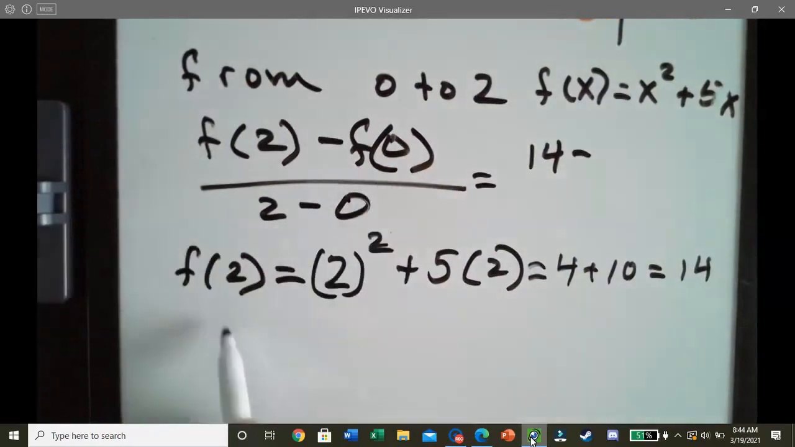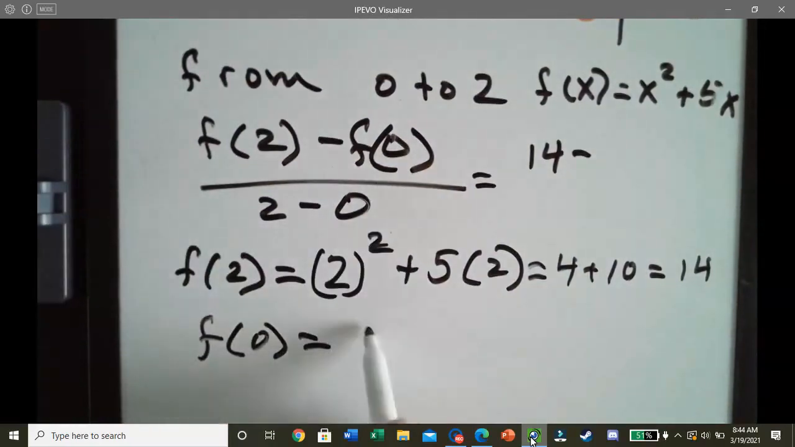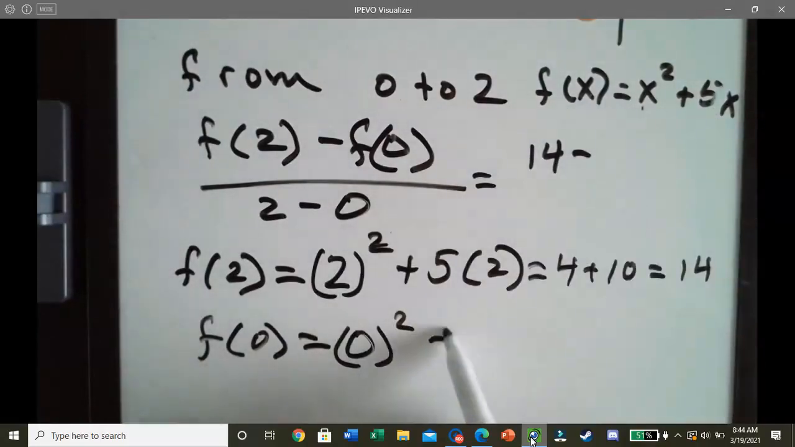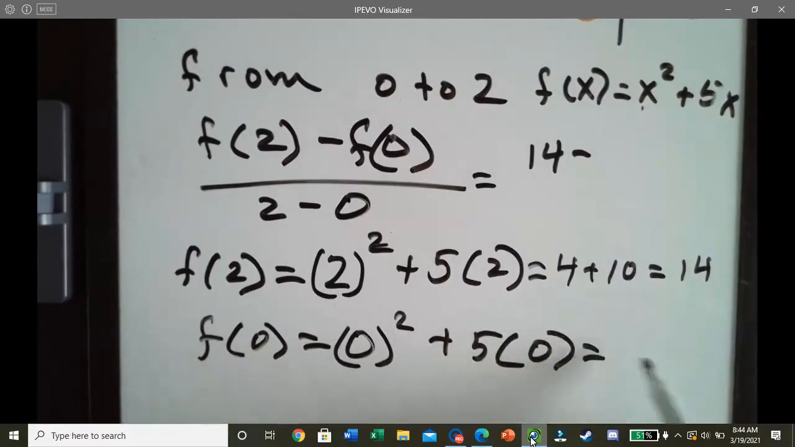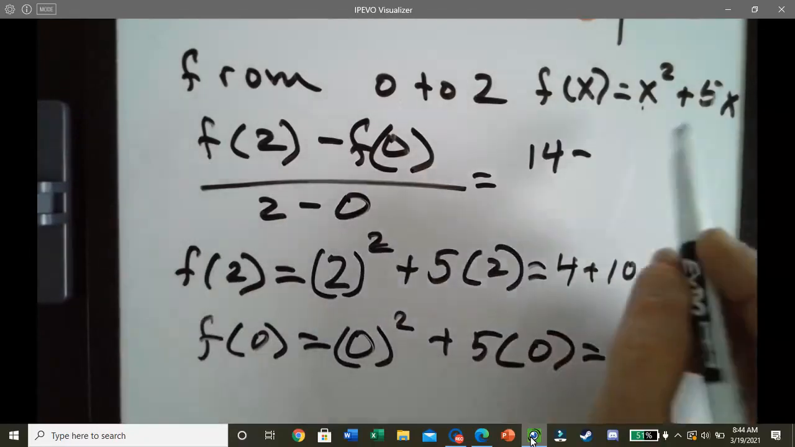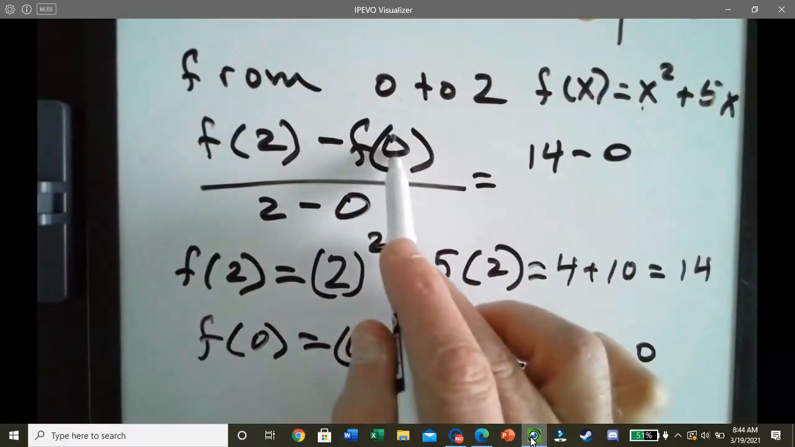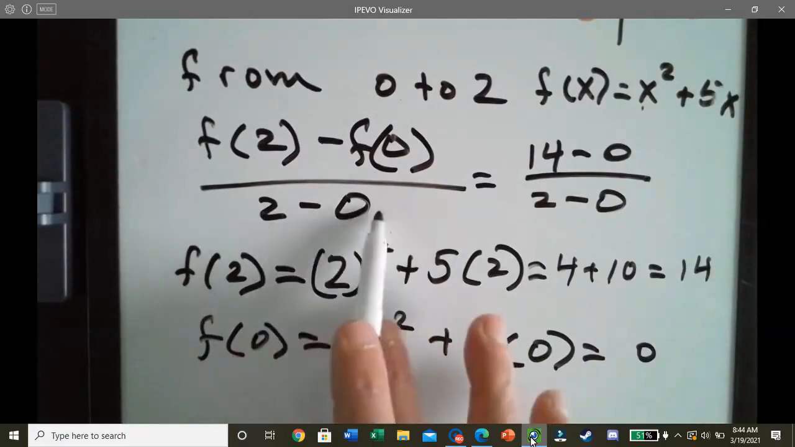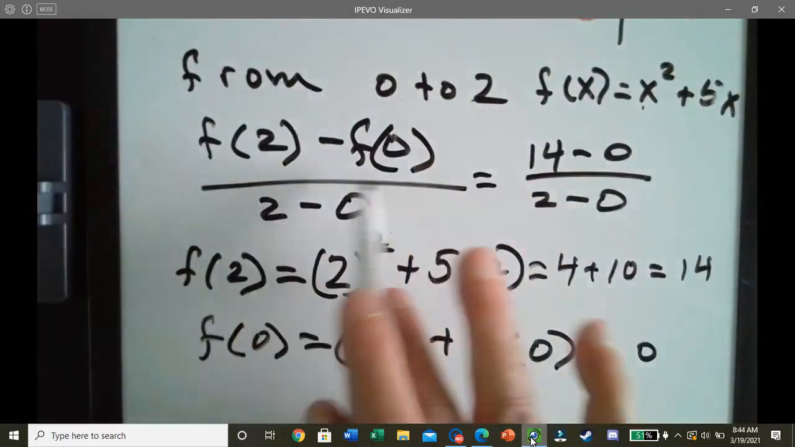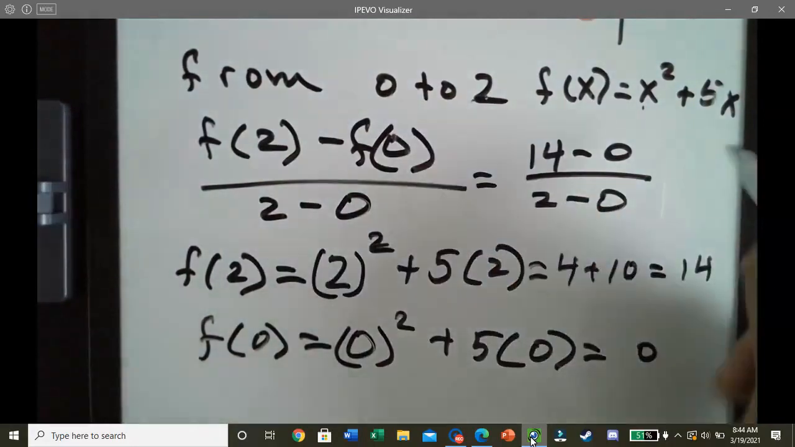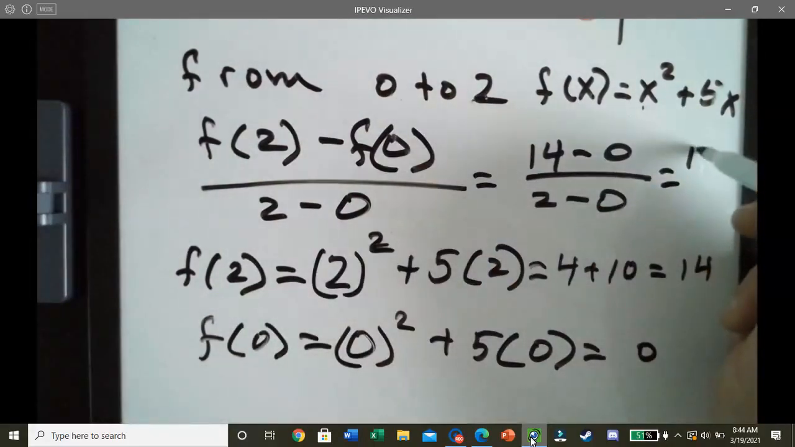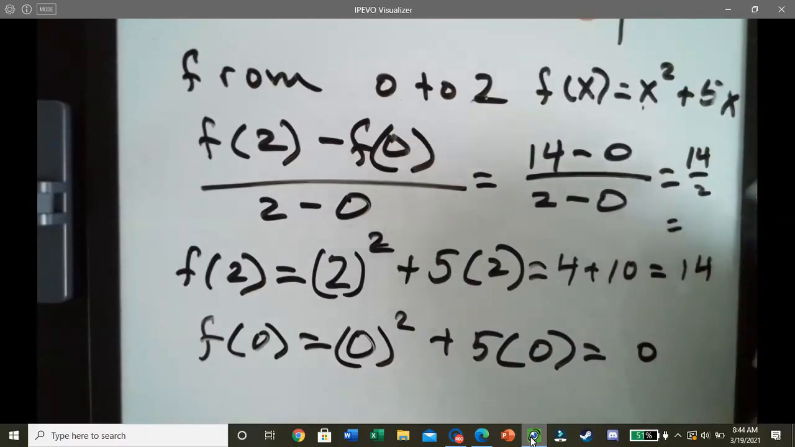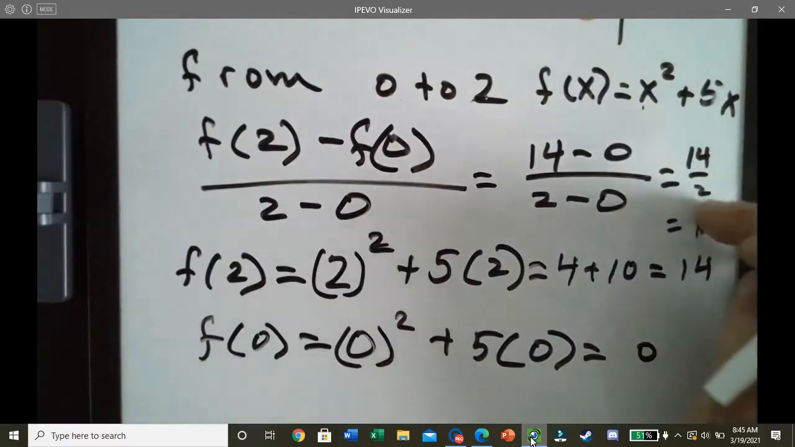So we find what f of 0 is next. So this will be, and now we're going to put 0 in here, 0 squared plus 5 times 0, and what do we get out? 0. So that'll be 14 minus 0. Okay, so we put 0 here where f of 0 is. And then 2 minus 0, because we're just putting these values in, but you got to put b minus a in. So that becomes 14 over 2, which is our average rate of change, which is 7.